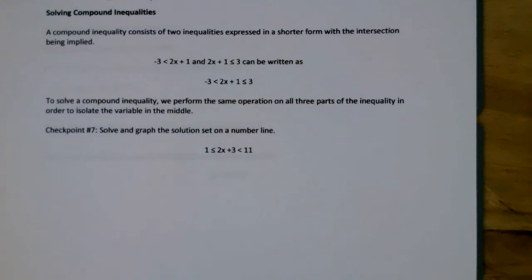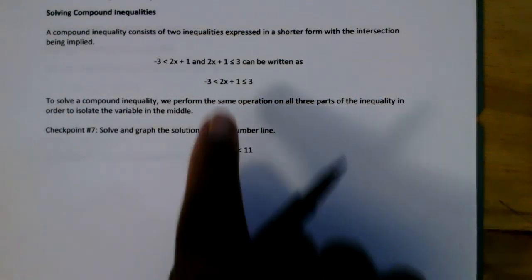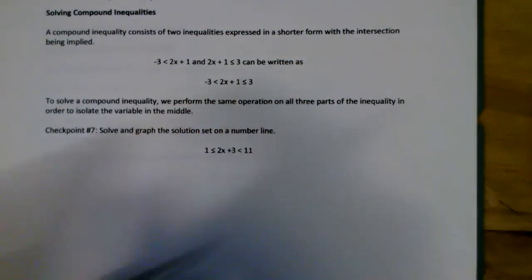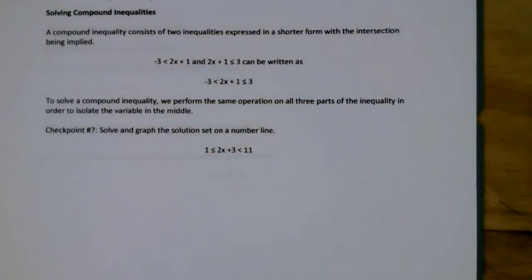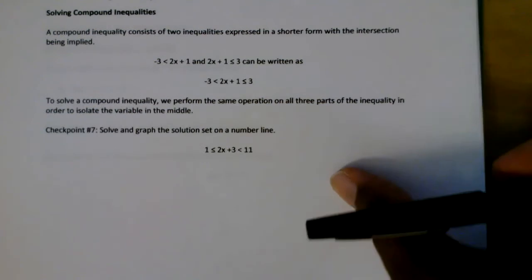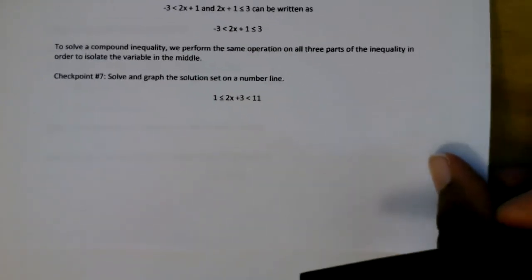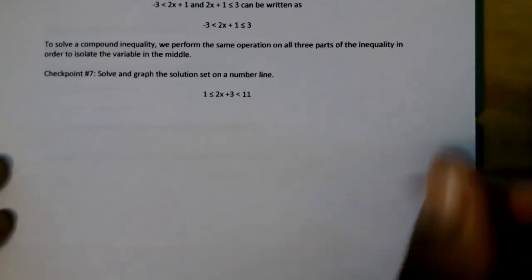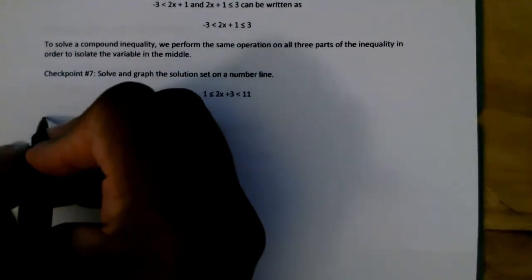Now, to solve a compound inequality, we always perform the same operation on all three parts of the inequality in order to isolate the variable in the middle. Because you have a left side, the middle, and the right side of that inequality. You perform the same inverse operation on all three parts to get the variable by itself in the middle. Like in this example right here: 1 is less than or equal to 2x plus 3 and less than 11.